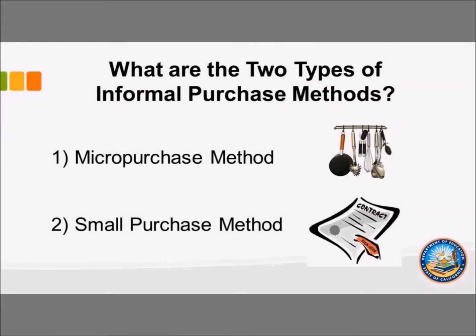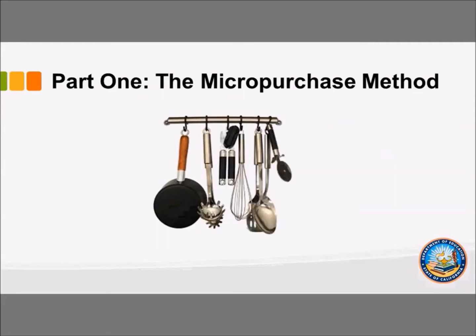Courtney, what are the two types of informal purchase methods? The two types of informal purchase methods are micropurchases and small purchases. Let's get started with Part 1, the micropurchase method.